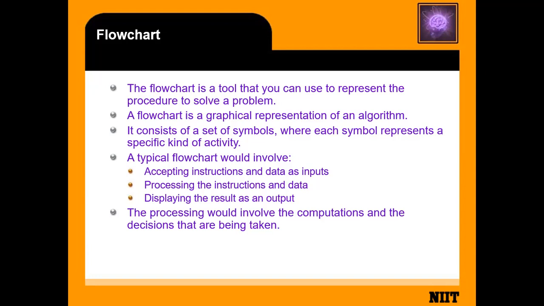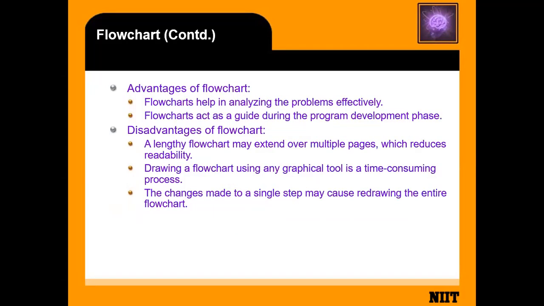As we know, the computer works based on the IPO cycle: input, process, and output. Here, a flowchart is also based on the IPO cycle. So accepting instructions and data as input, processing the instructions and data, and finally displaying the result as an output. The processing would involve the computations and the decisions that are being taken.